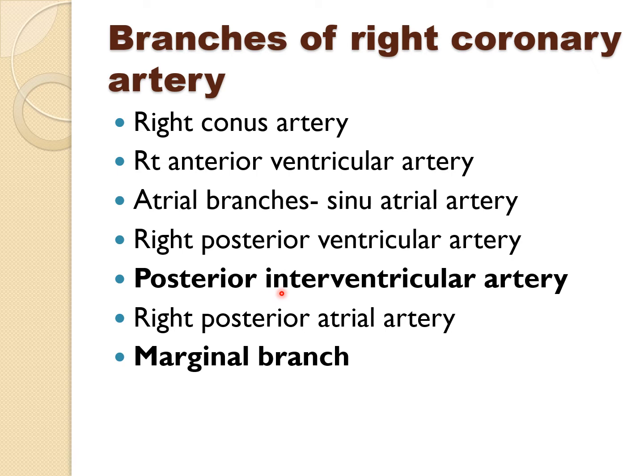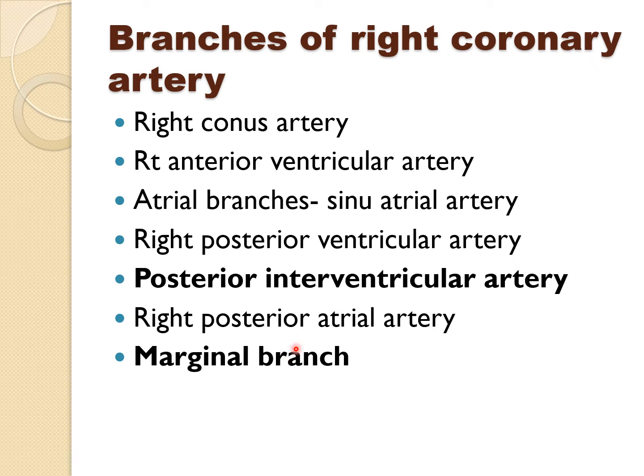Now this one is the right posterior branch. So there is right coronary predominance and left coronary predominance. It is described as a posterior interventricular artery. So this one is the posterior interventricular artery, the right posterior atrial artery, and the last one is a marginal branch. So these are the branches of the right coronary artery.